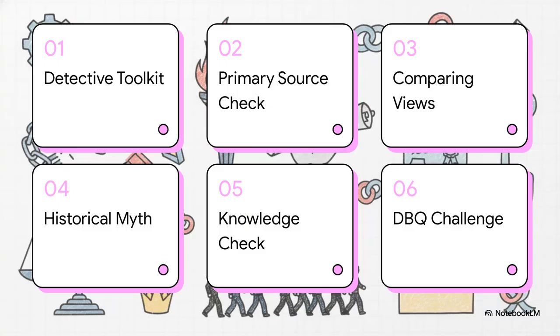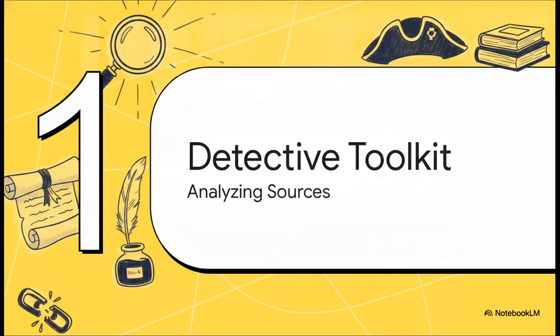Here's our roadmap for today. We're going to start by opening up the Historical Detectives Toolkit. Then we'll investigate a primary source, compare two different perspectives, bust a really common historical misconception, do a quick check for understanding, and wrap it all up with your DBQ challenge. All right, Section 1, the Historical Detectives Toolkit.